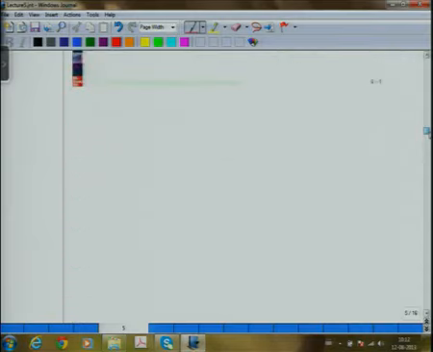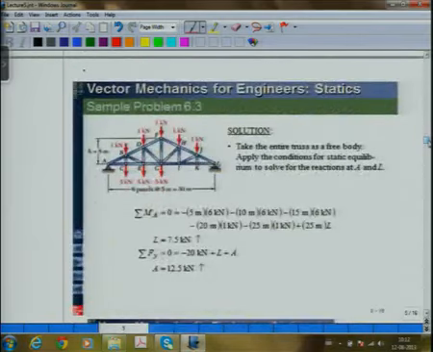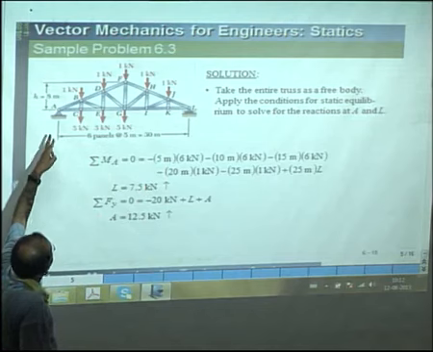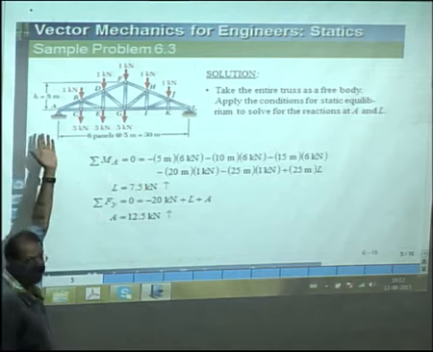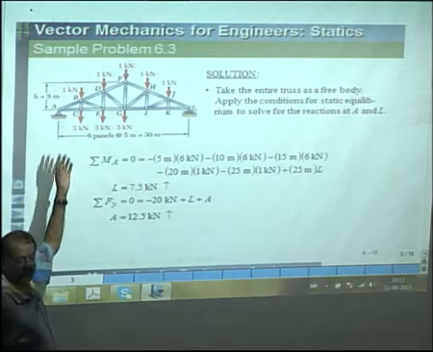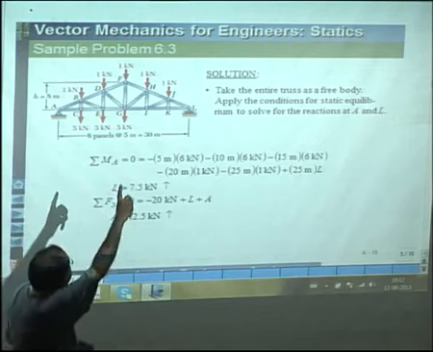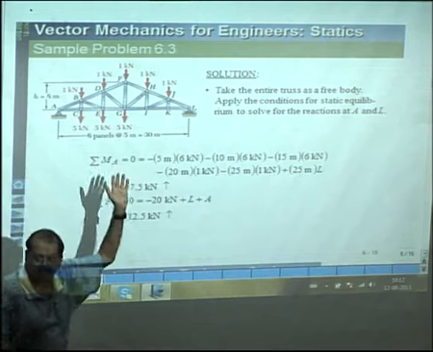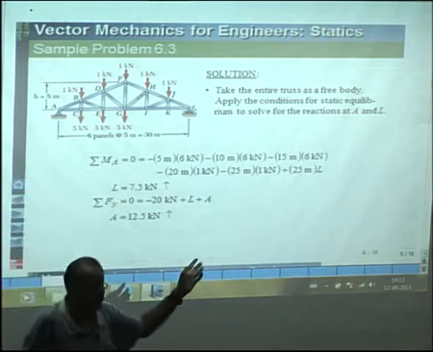So the first step will be, as we discussed, we draw the free body diagram of the entire truss. I have 1 kilonewton, 5 kilonewtons, 1, 5, 1, 5, 1, 1, all these forces acting here, and I take moments about point A equal to 0. So I will get the force at L, and you work out the equation. This is a solved problem from the book, I think it's problem 6.3.